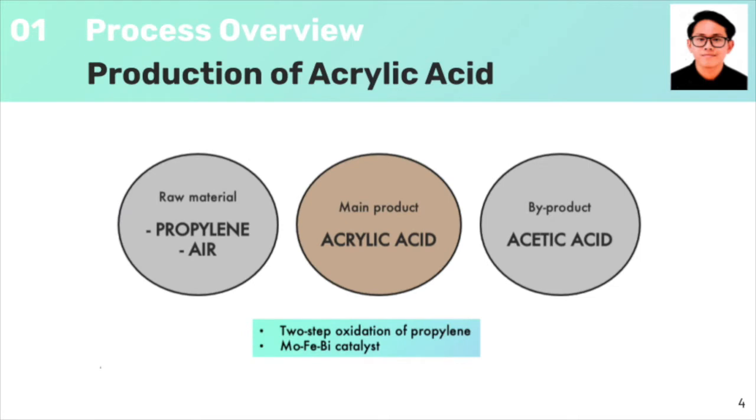As a recap, we have chosen the production of acrylic acid from propylene as our main process. The raw material will be propylene and air. Meanwhile, the main product will be acrylic acid and the side product will be acetic acid. The reaction is called two-step oxidation of propylene and we will be using molybdenum ferrum bismuth catalyst for our reactor.